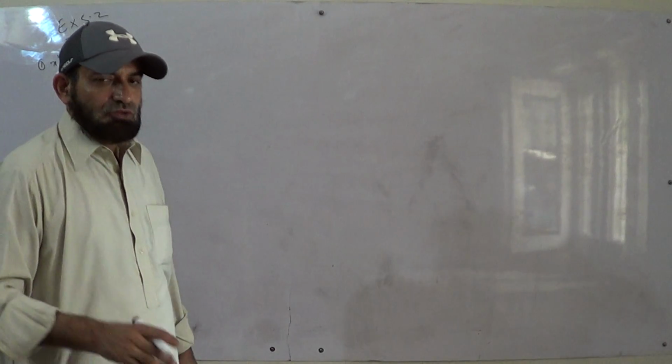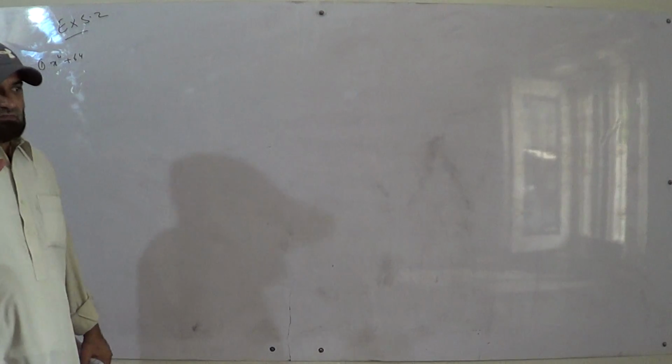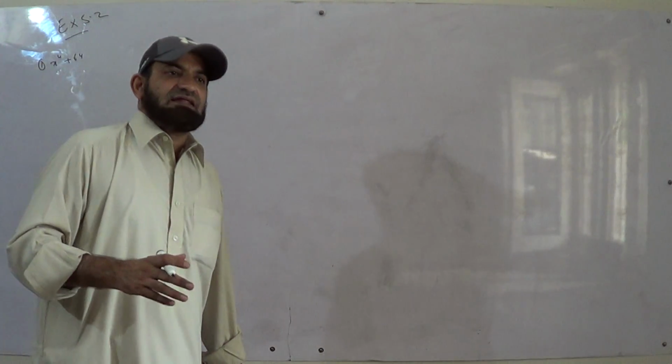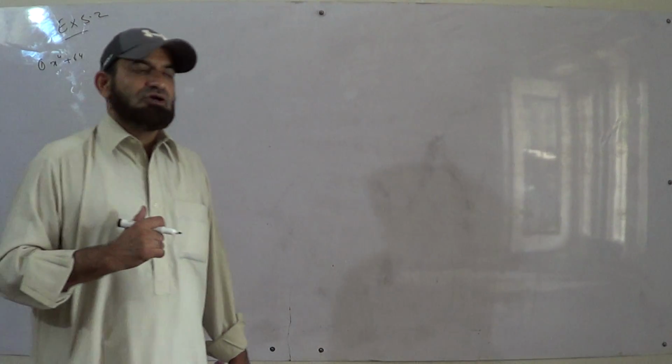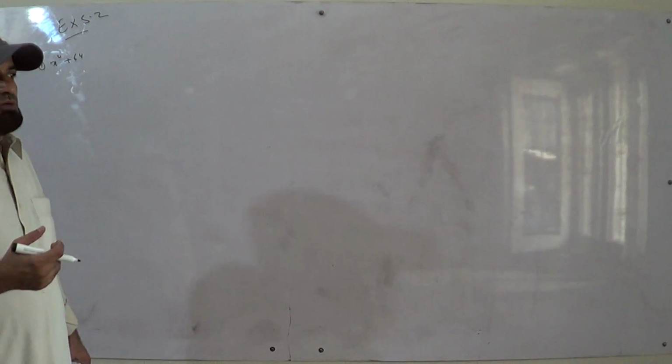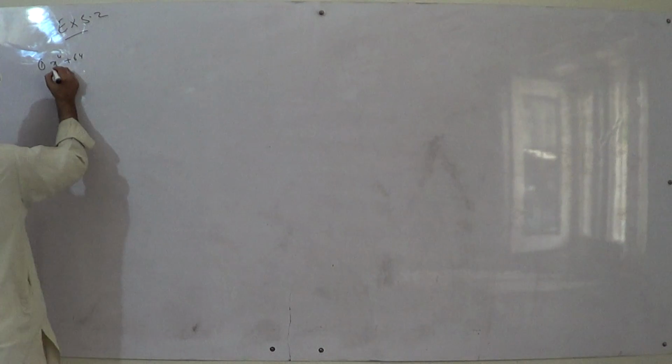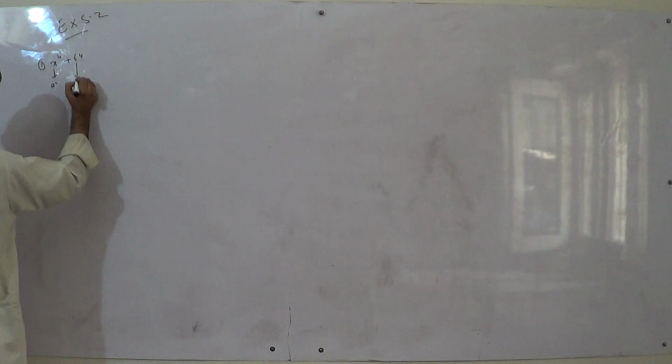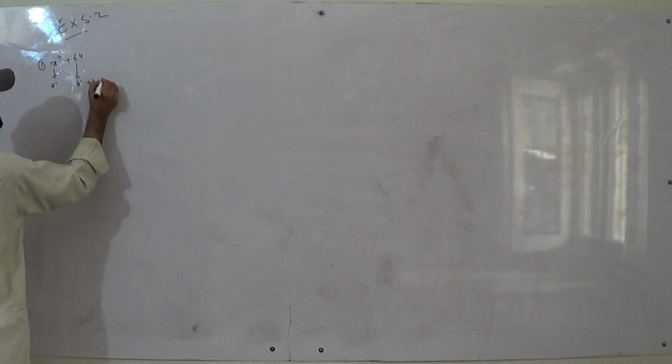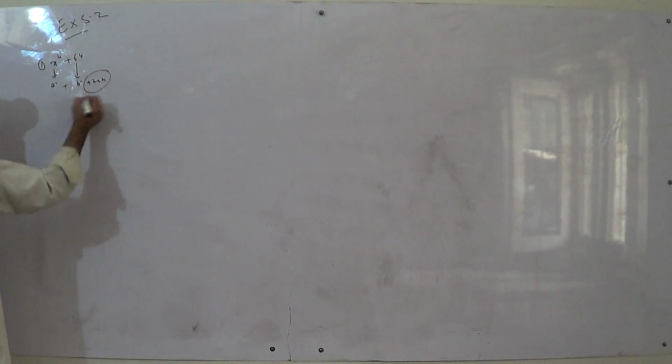If the two terms are both perfect squares and the third term is not 2ab, we will add or subtract to complete the square and make it a perfect square. Now this will be a square, this will be b square. 2ab is missing. We will add or subtract to make it perfect square.